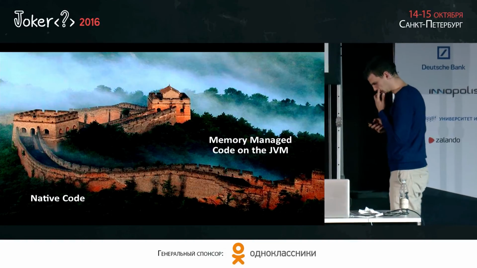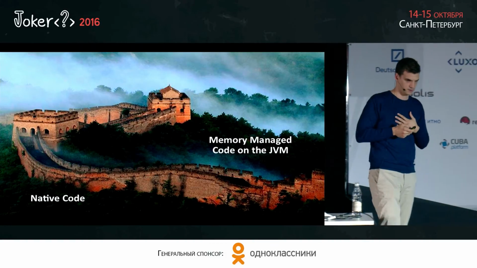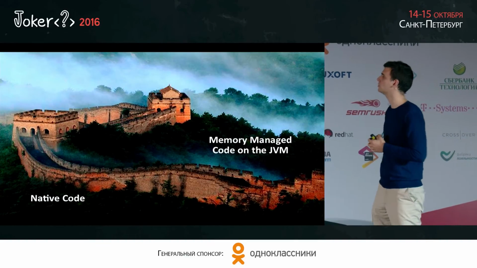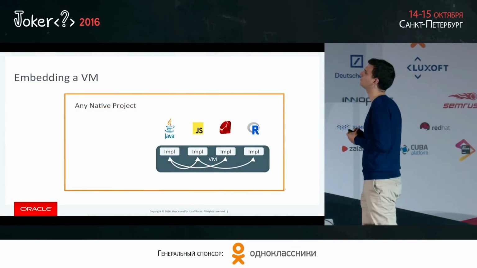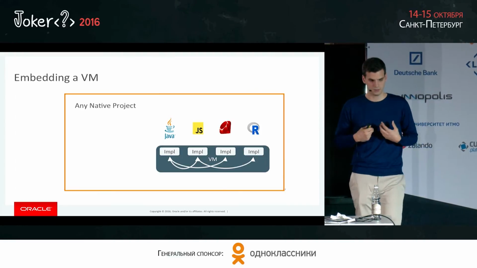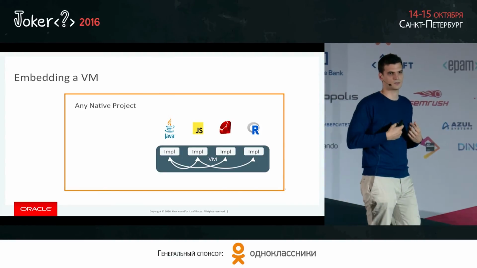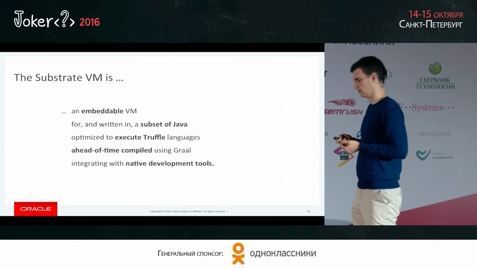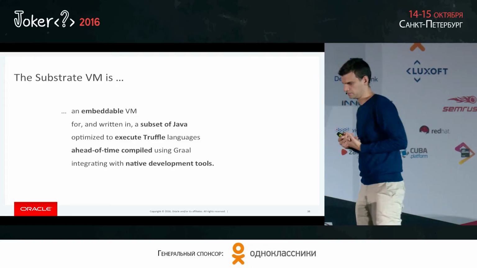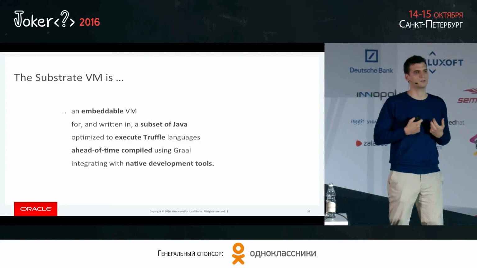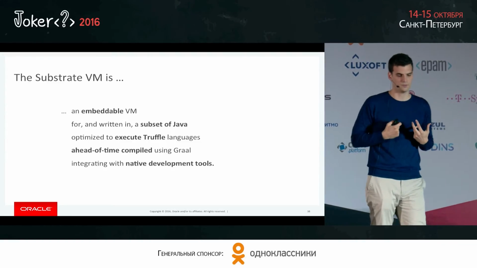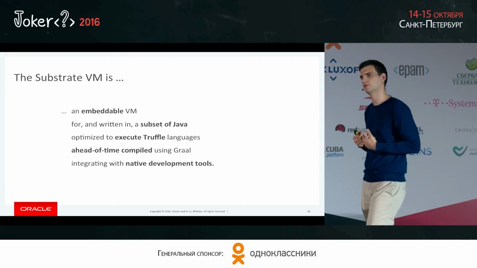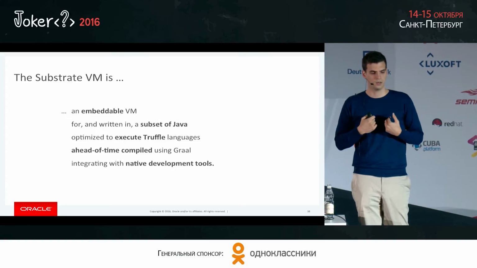And then finally, the last thing I want to talk about is this barrier between memory managed code and native code. What we want is to be able to embed all our languages inside of any native project. To achieve this, we built a VM called Substrate VM, an embeddable VM for Java, and it's also written in Java. The whole VM is written in Java, but it compiles down to native code.